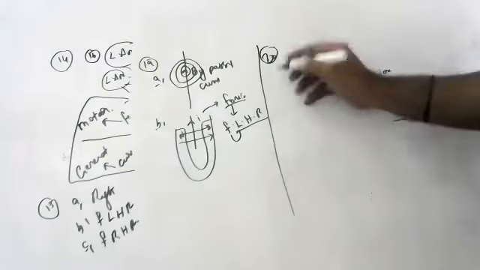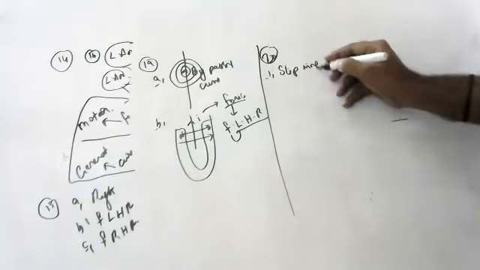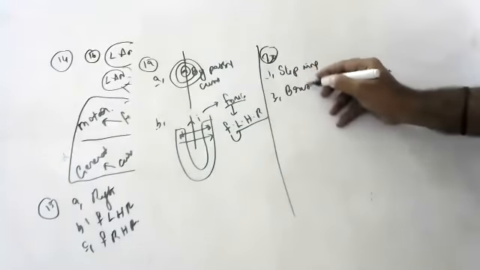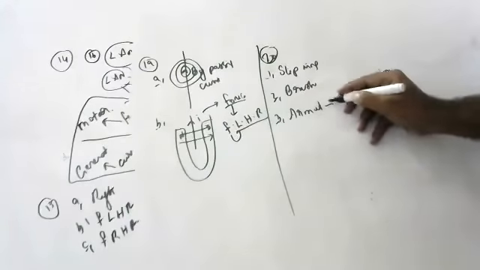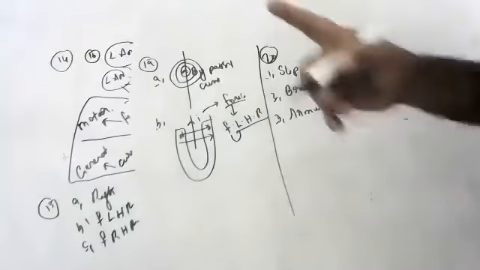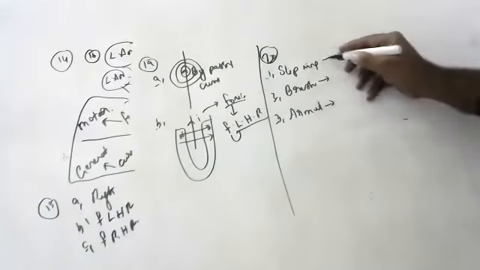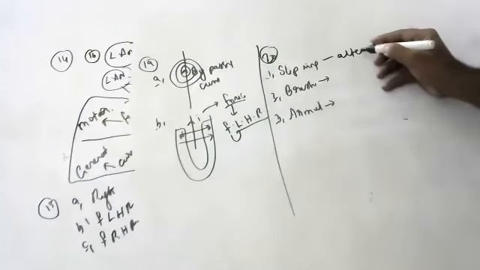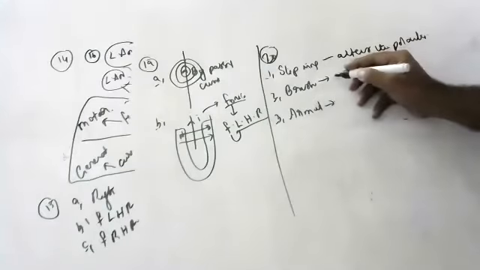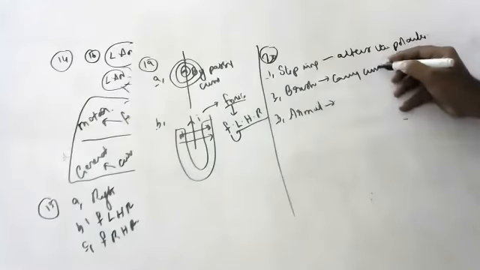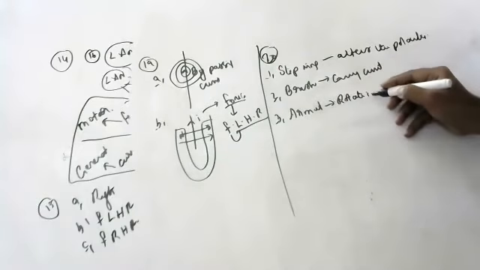Explain the various parts of an AC generator. Okay, what are the parts of an AC generator? Slip rings will be there, brushes will be there, and an armature will be there. What are the uses? The armature rotates in the magnetic field. Brushes carry the current. Slip rings alter the polarity.